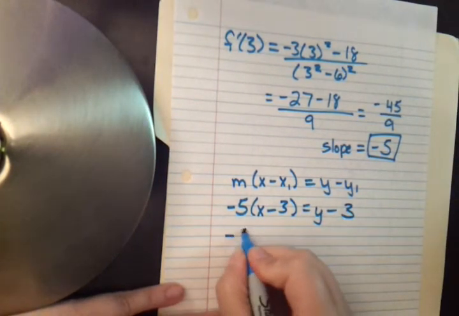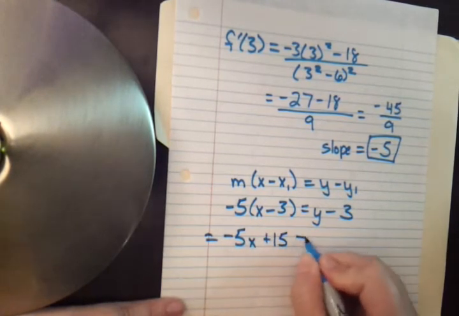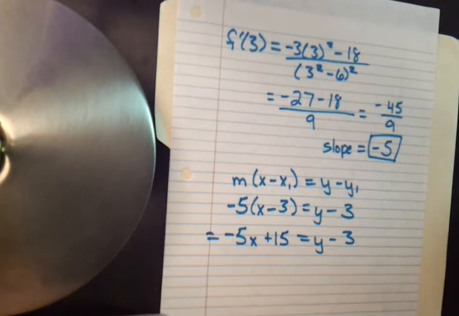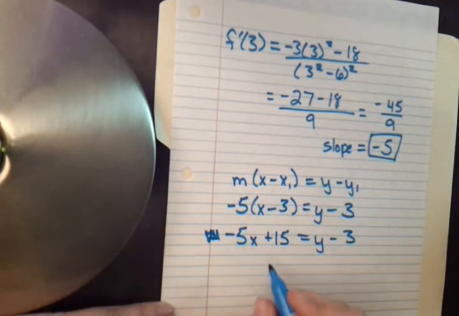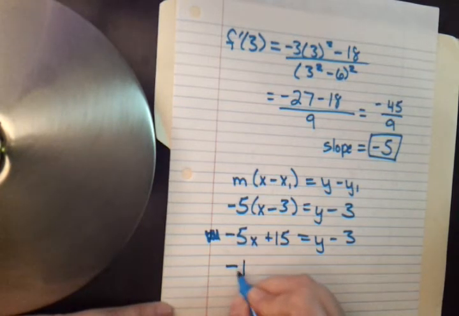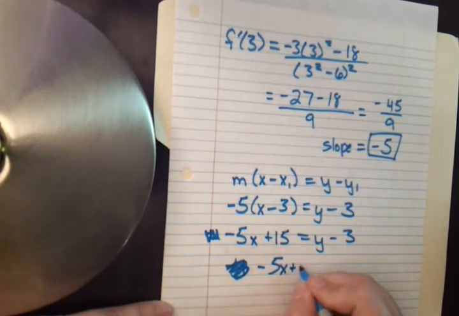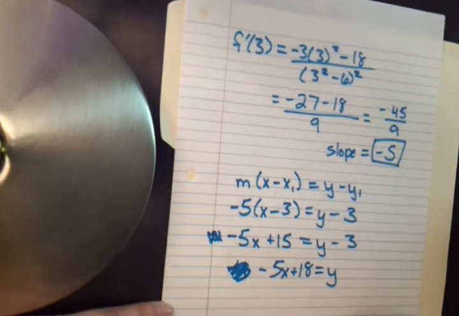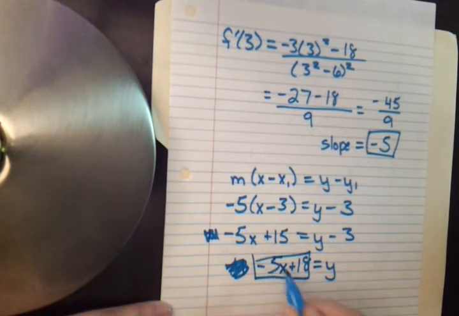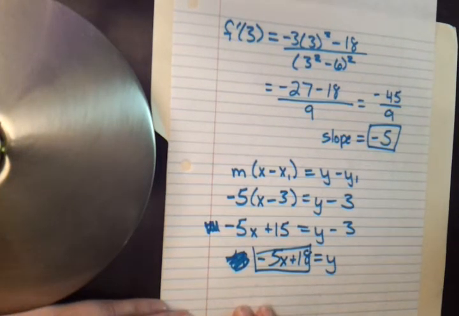Okay, expand a little. Negative 5x plus 15 equals y minus 3. Bring the negative 3 over. That's going to be a positive 3. So we wind up with negative 5x, 15 plus 3 is 18, equals y. And that is the equation of our line: y equals negative 5x plus 18. So you would just enter the negative 5x plus 18 into the blank on question number 13 for the homework.